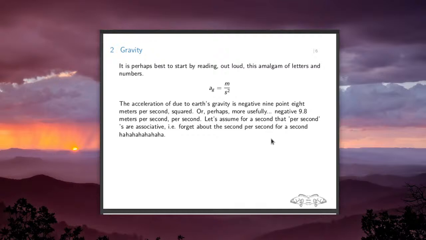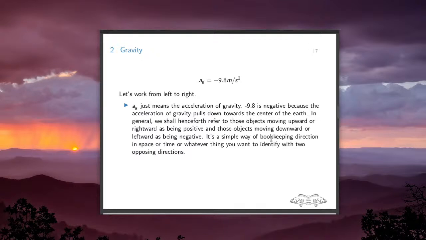And so what I want to do is think about those two "per seconds" individually, if you will. So let's talk about all of these in more detail. So a sub g, right, it's just the acceleration of gravity. And the reason it's negative is because we want negative to symbolize the downward direction, and positive numbers will indicate the upward direction. The same is true respectively for left and right. We'll associate left with the negative direction, and right with the positive direction.